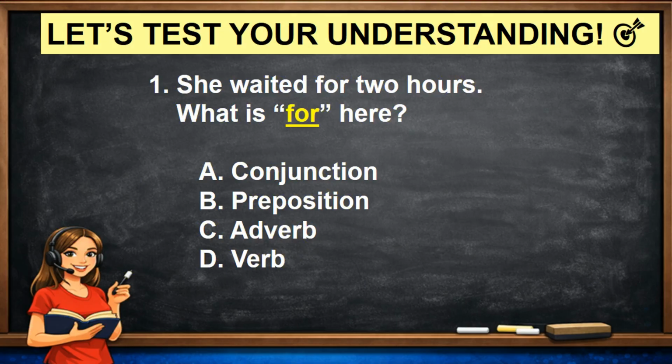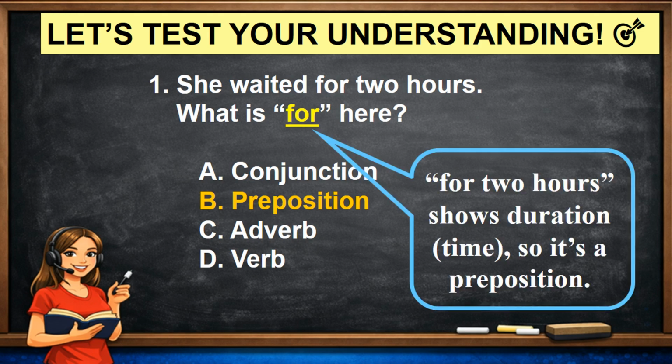Let's test your understanding. Question 1. She waited for 2 hours. What is for here? A. Conjunction. B. Preposition. C. Adverb. D. Verb. Spot on! You're right. The answer is B, as a preposition. Explanation. For 2 hours shows duration, time, so it's a preposition.